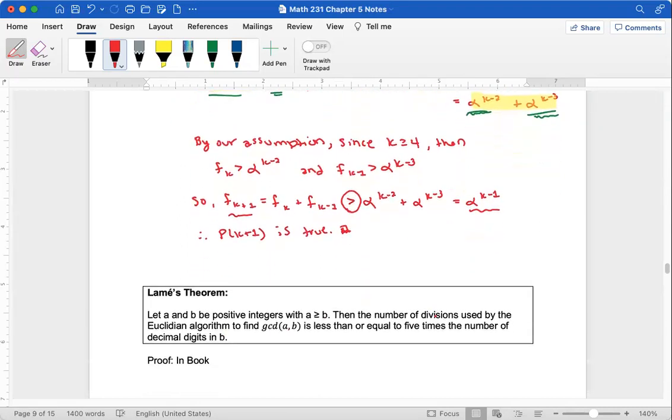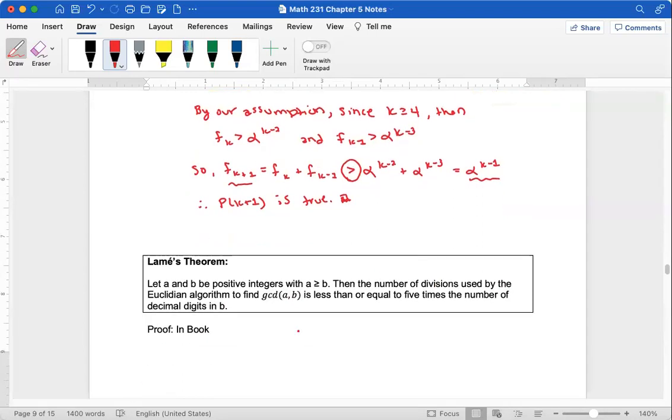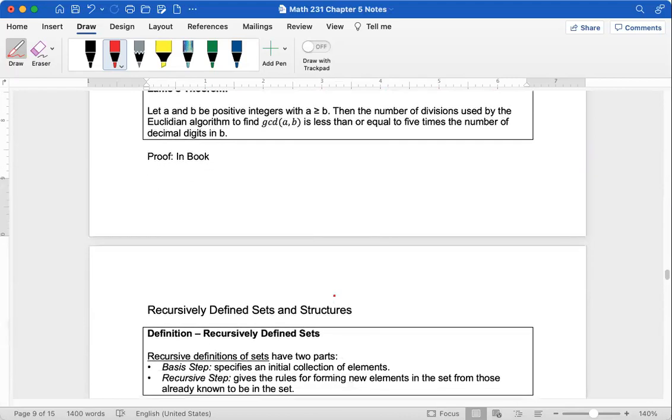Okay, now from here, the book introduces Lamé's theorem. I think it's Lamé's theorem. Lamé's theorem says, let a and b be positive integers with a bigger than or equal to b, then the number of divisions used in the Euclidean algorithm to find the GCD of a, b is less than or equal to the number of decimal digits in b. It uses what we just showed in this theorem, which is why they bring it up. They're showing an application of what we just did here. So the proof is in the book, and you are welcome to go look at it if you would like to.